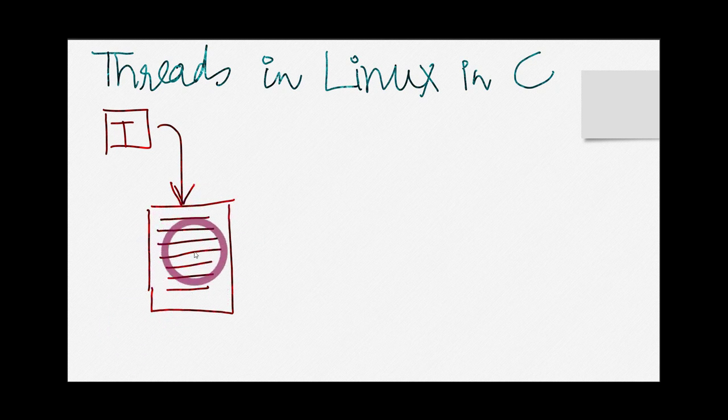I'm going to repeat: we will make a function, we will write whatever we want to be done in that thread, and then we will create a thread and run this function on that thread. Now how do we create a thread and run this function on it? For that, let's look at some code.